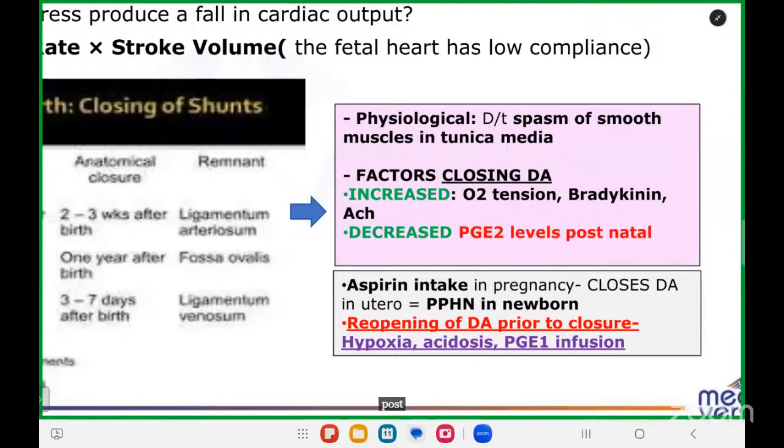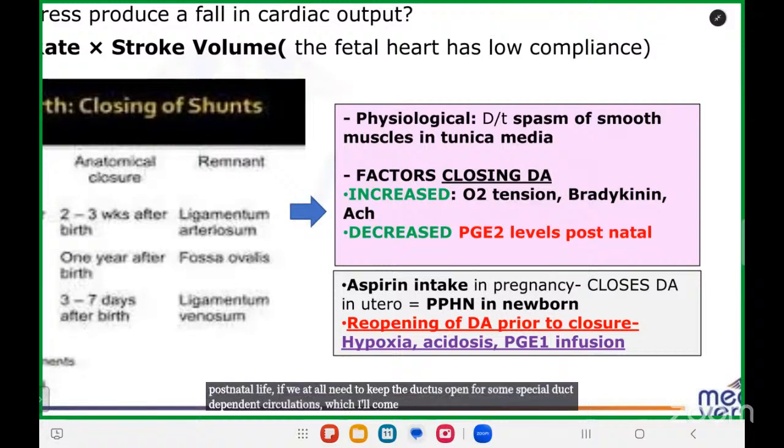Postnatal life, if we at all need to keep the ductus open for some special duct-dependent circulations, which I'll come to later, it is always the infusion of PGE1, that is alprostadil, that takes over.